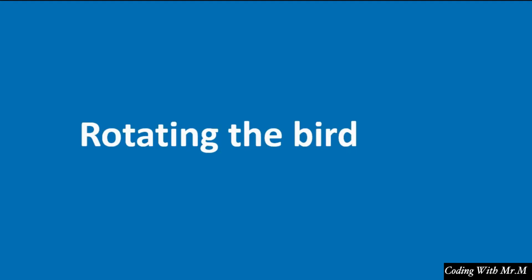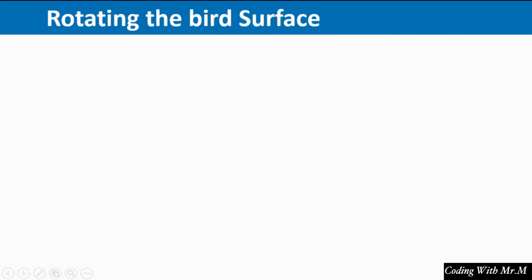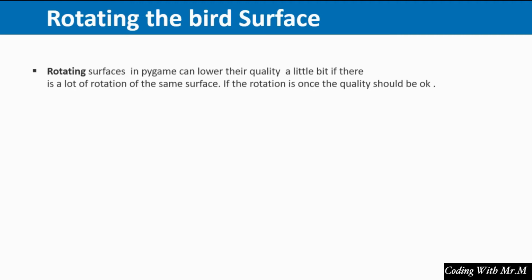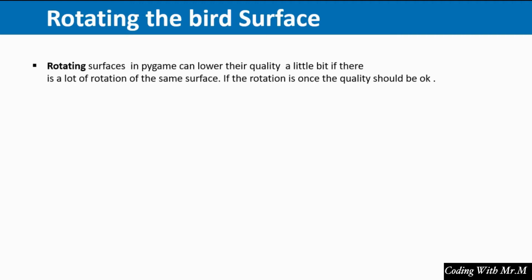In this video, we are going to be rotating the bird surface. When you rotate surfaces in Pygame several times, the quality of the surface can be lowered. If you are just rotating the surface once, then this should be okay. You should not see that much difference in the quality.